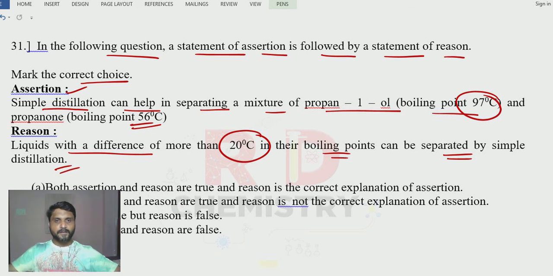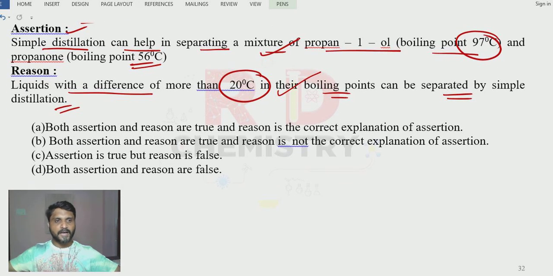Now, there's a large difference in the boiling points, so we can separate them using simple distillation. Therefore both the statements are correct, and the reason is the correct explanation of the assertion given. When you look at the options, the answer is option number A, the first one.